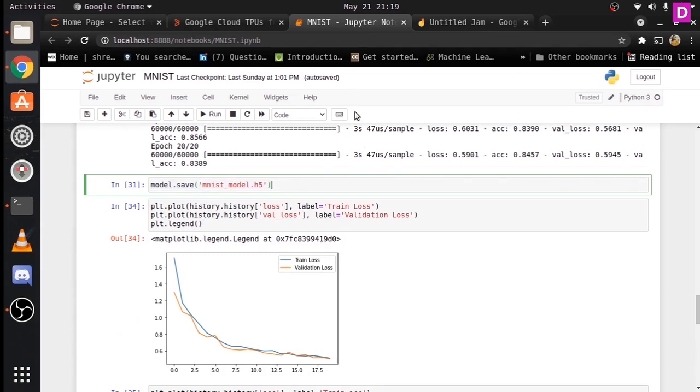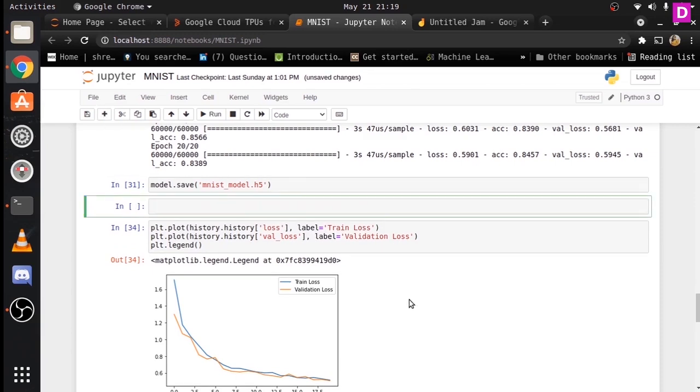So why did we save the model? This is because we don't want to train the model again and again. If we save the model, it can be loaded again and we could use the same model without training. But there were some other parts that I did not show you.